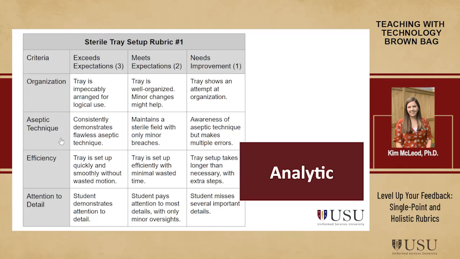This would be really quick. In this case, this is a sterile tray setup, likely some kind of performance task where an observer is watching students and grading them as they watch. And so this would be really quick, right? To just circle each box, to be able to have your eyes, as the observer, mostly just on students doing the task.